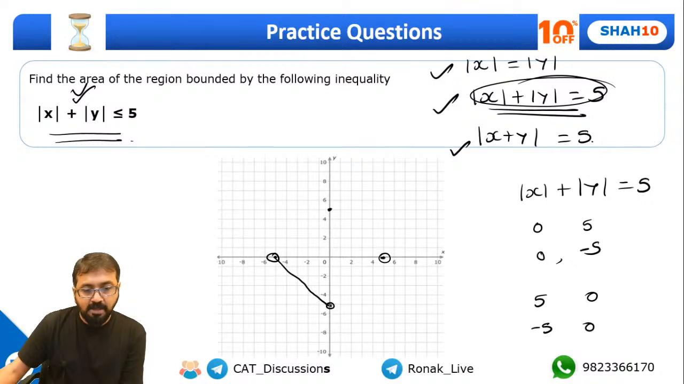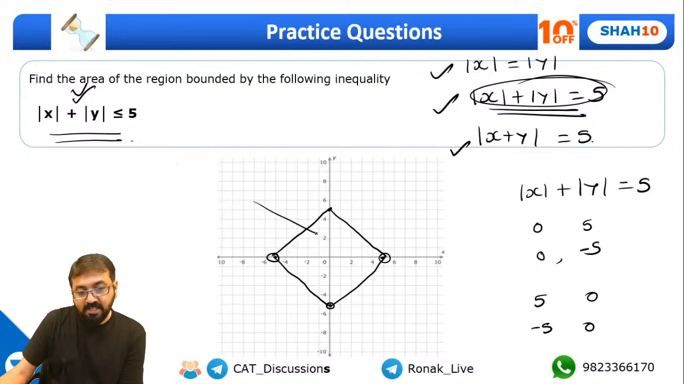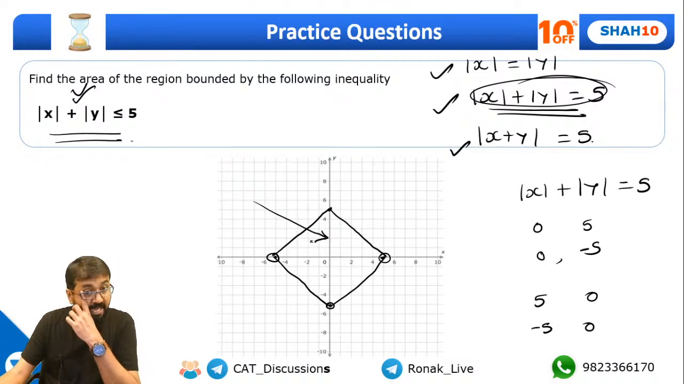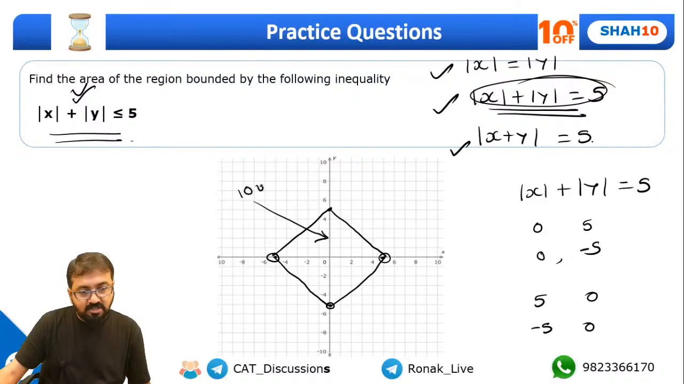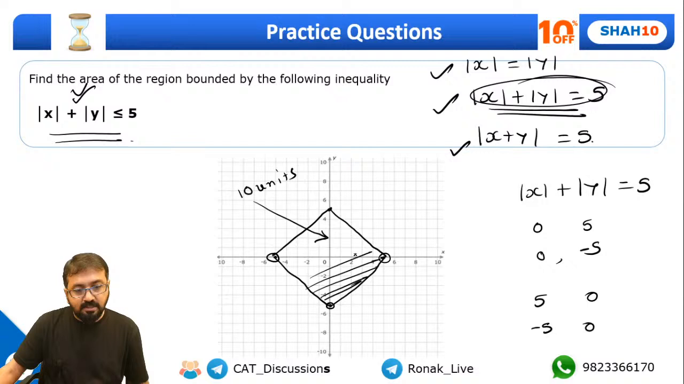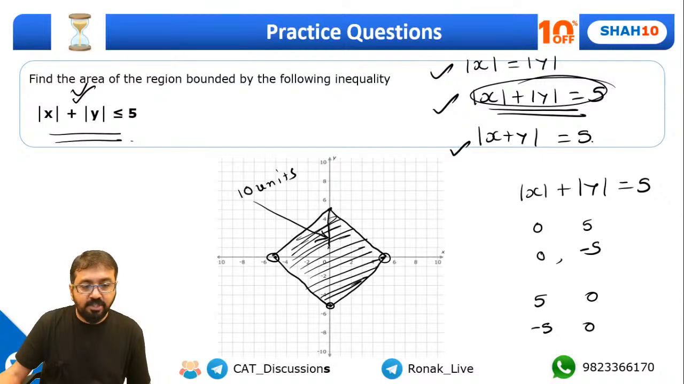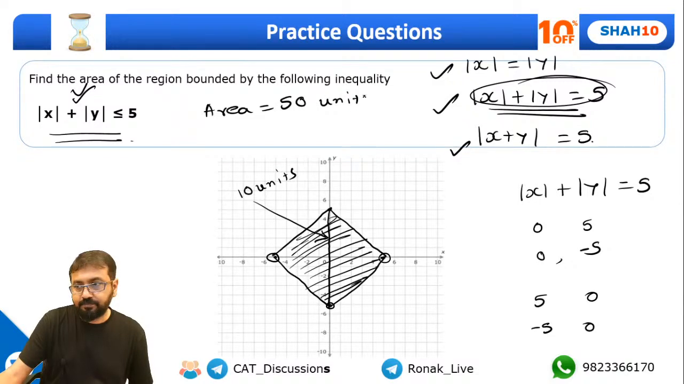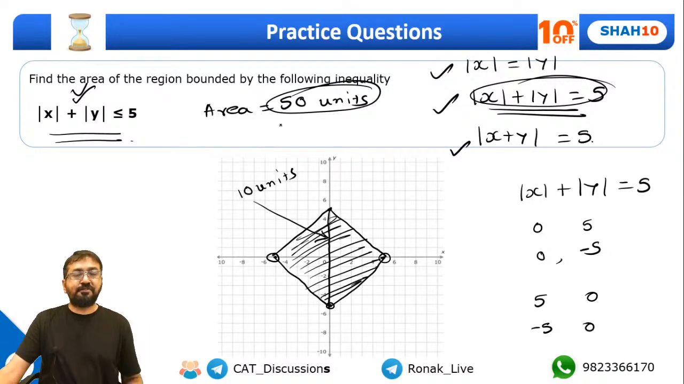region bounded by this square. This will be a square because all sides will be equal, and the square will have diagonal. This diagonal will be of 10 units. Okay guys, they are saying less than this one, so the square inside this, correct? So we need to find out this area. So what will be this area? Diagonal is of 10 units, है ना? So again area will come out to be 50 units.